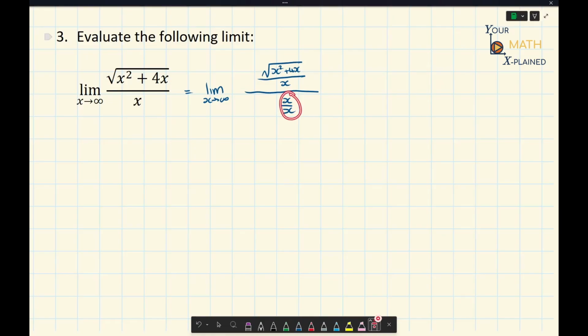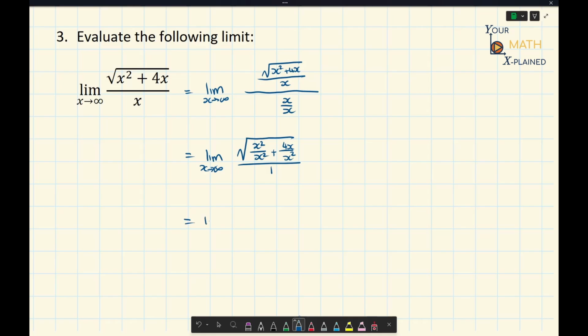Now this part is fine because that's just going to be equal to 1. But what about our numerator? We have everything under a square root, but we want to divide it by x. So therefore, we need to bring this x under the square root. And when you bring an x under the square root, it's going to become x squared. So then this becomes the limit as x approaches infinity of the square root of x squared over x squared plus 4x over x squared. And now our denominator is going to be x over x, which is just 1.